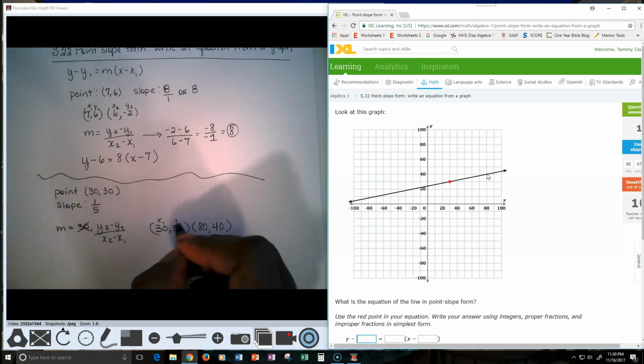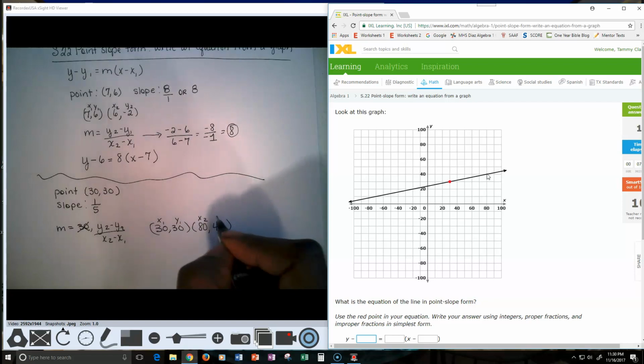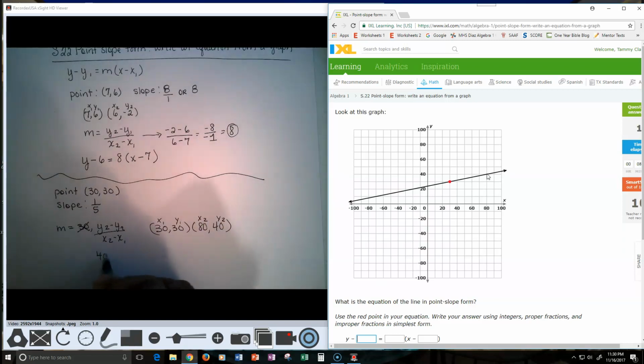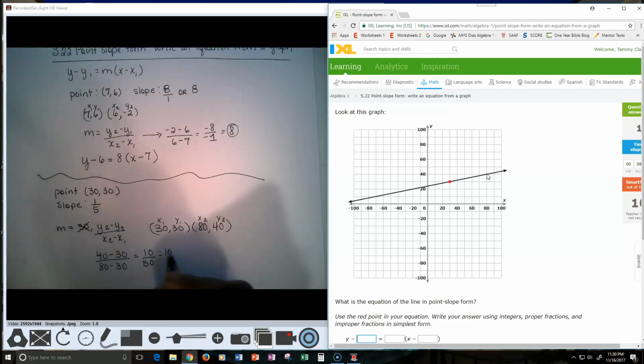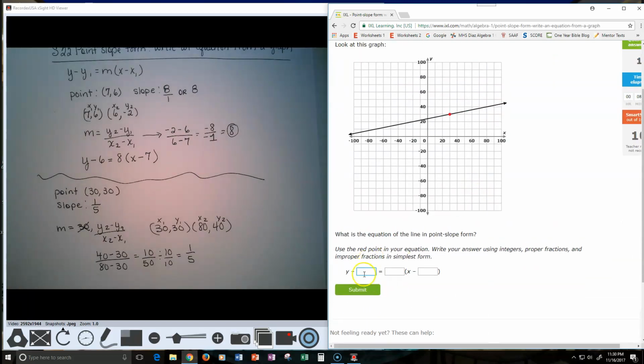It's my x1, y1, x2, y2. And so I have 40 minus 30, and then 80 minus 30. That gives me 10 over 50. I can divide both the top and the bottom by 10, and that gives me 1 over 5. So yes, we were right. So let's go on down and write our equation. So our point is 30, 30. The y1 is 30. The slope is 1 over 5. And the x is also 30.